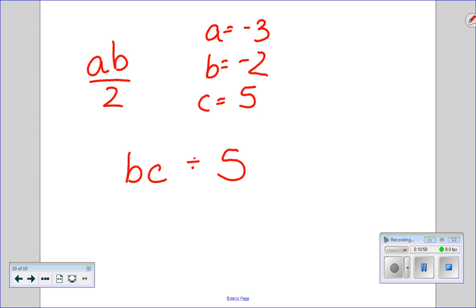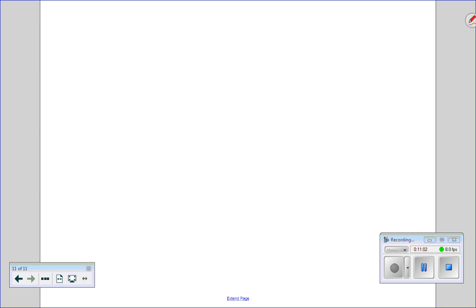Okay. I want to do one more because I want to make sure we know what we're doing. Let's do negative 2 minus 5 divided by 2. That's not going to work. Let's do this 6. So negative 2 minus 6 divided by 2.